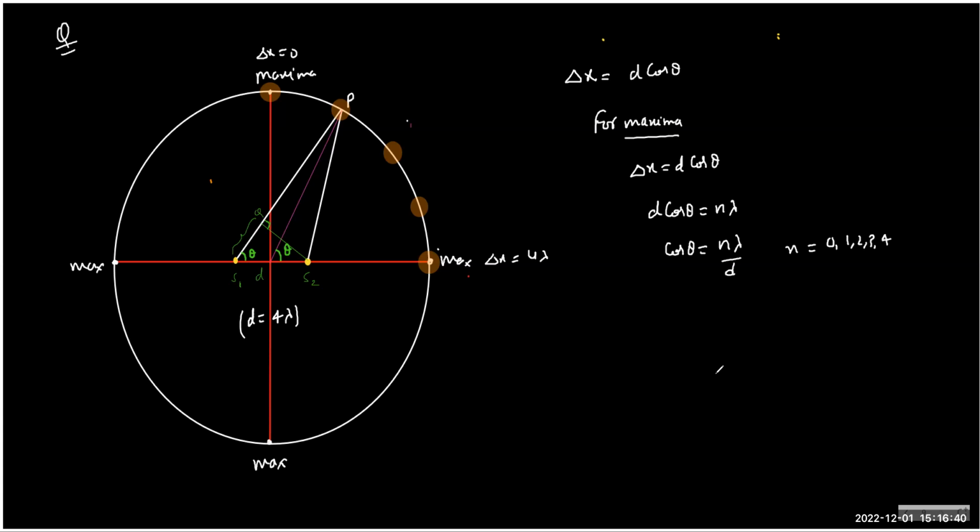Yes, sir. So when n is 4, then d is 4 lambda, so it becomes 1, which is 90 degree. Sorry, 0 degree. So that's like n by 4, because d is 4 lambda. And because cos theta is less than or equal to 1, that's why n will be 0, 1, 2, 3, 4. Yes, sir. Okay, so this is one question that one should be aware of.